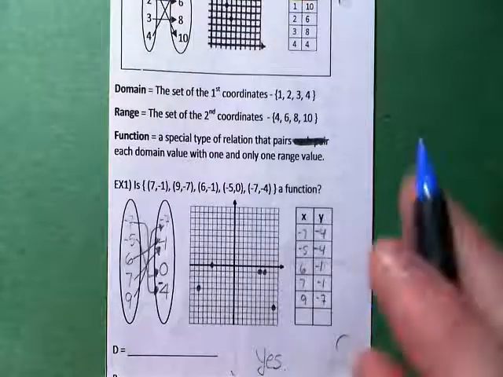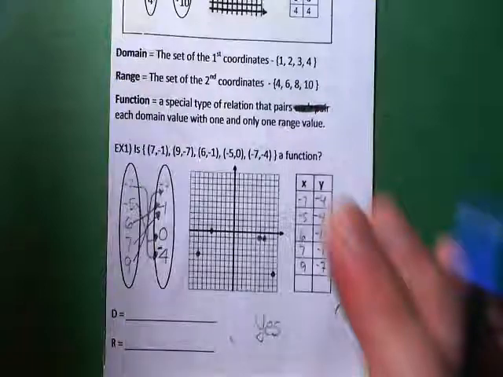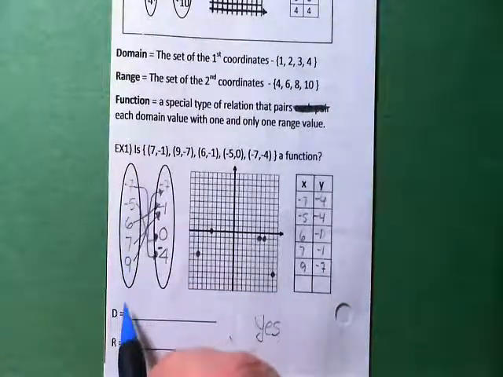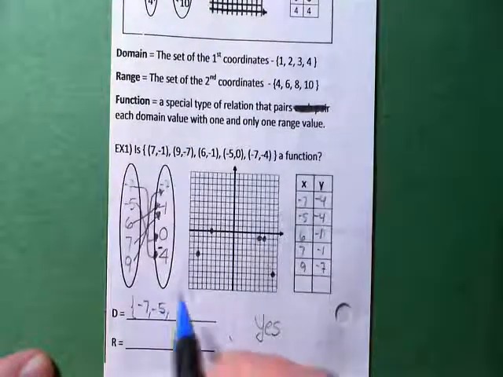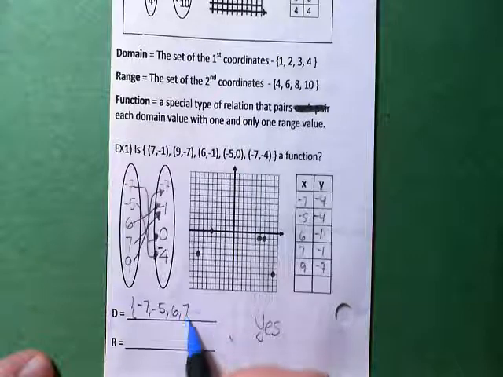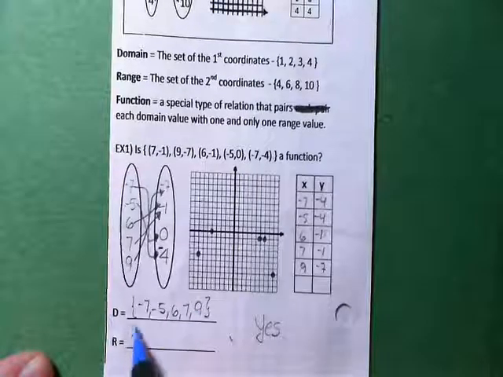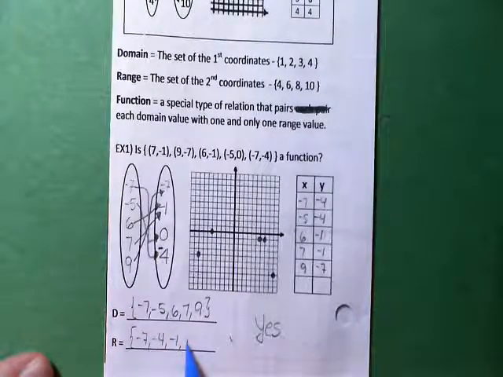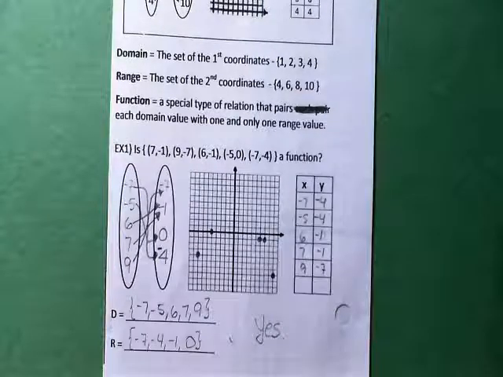All right. Then the last thing we are going to do here in this example is show how to write the domain and range. So the domain is basically the x values. So we're going to write it down: -7, -5, 6, 7, and 9. And then the range values would be the y values. So it would be -7, -4, -1, and 0. Okay. So that would be example number 1.